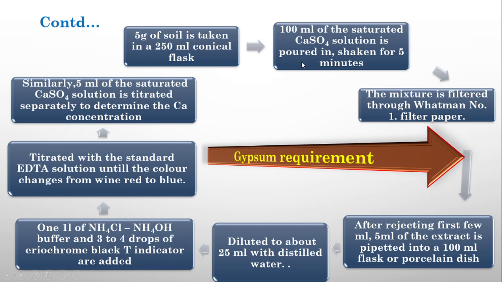This gypsum. Gypsum only is taken, not the sample. 5 ml of saturated calcium sulfate is titrated separately to determine calcium concentration. We will separately determine the calcium concentration. So all these things are done. So this is how we can calculate the gypsum requirement.